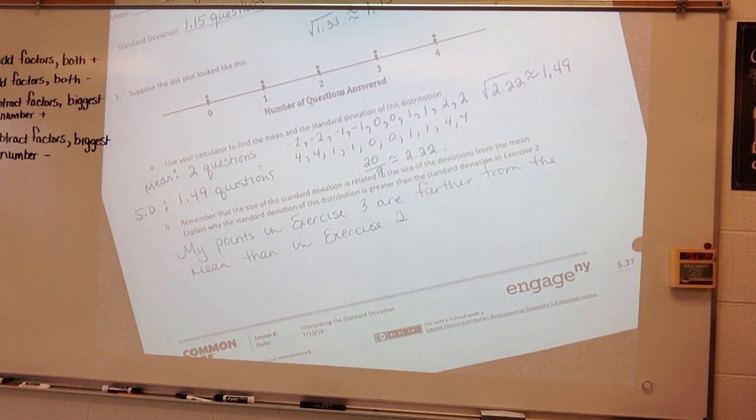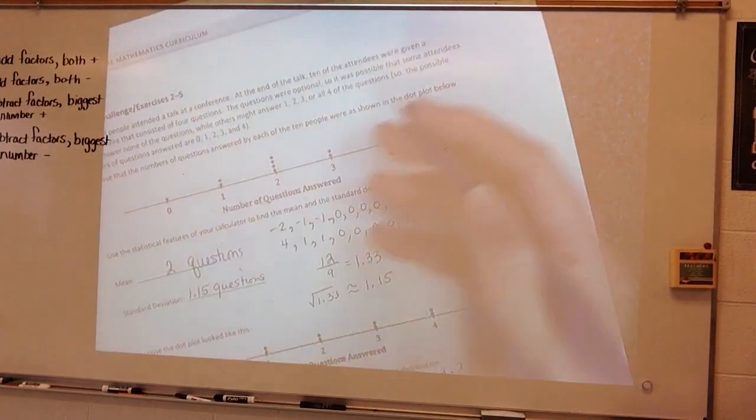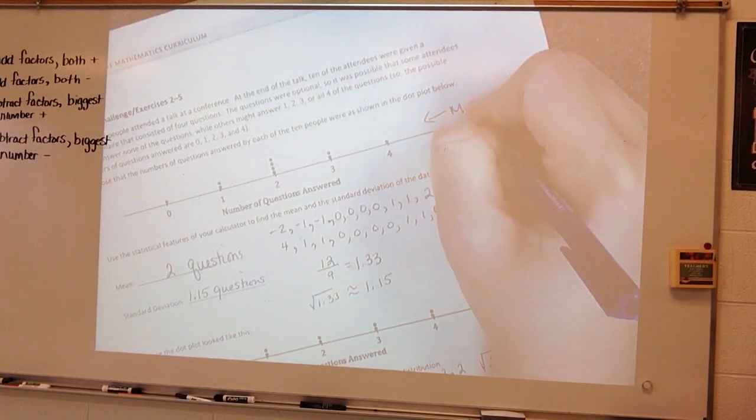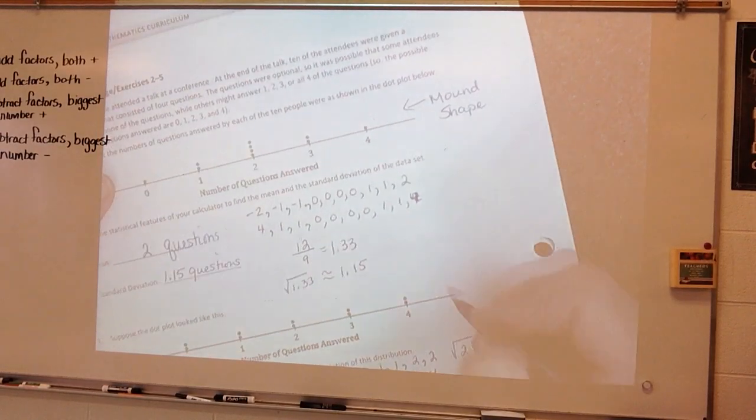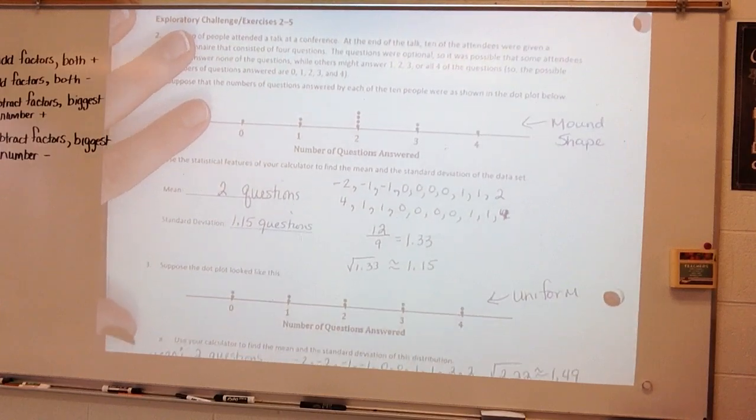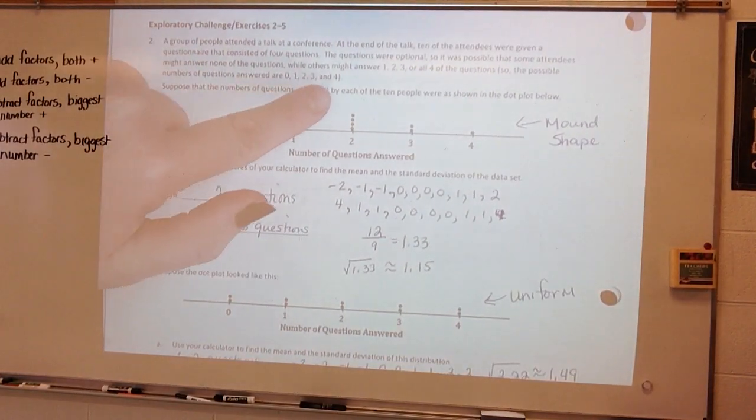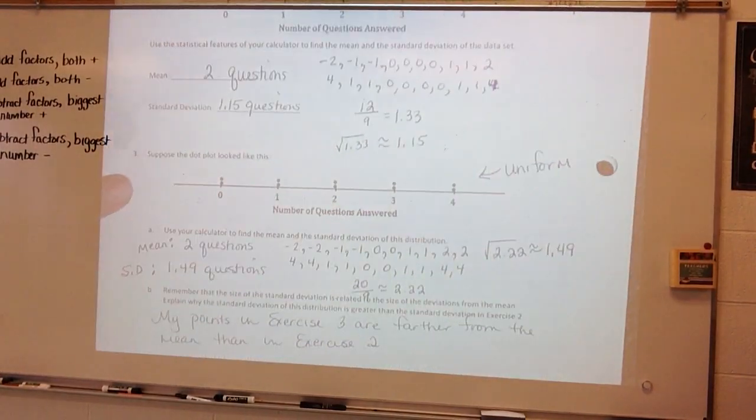Pardon me. All right. So we have, this would be what we call a mound shape. Alright? And this would be what we call a uniform shape. And if you look at it, you can tell the difference. Mound shape, they kind of go to a peak and then back down. Uniform means they're all pretty much the same. So we have these two types of graphs.